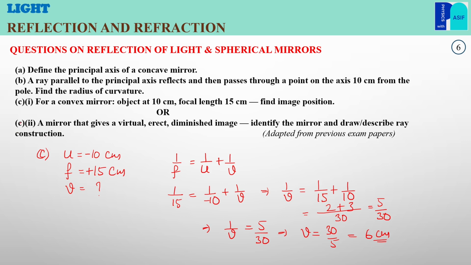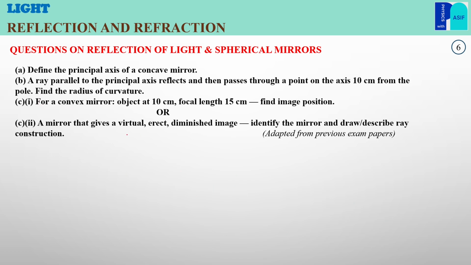And the fourth part, D: a mirror that gives a virtual, erect and diminished image. Identify the mirror and draw and describe the ray construction. Virtual, erect and diminished is possible only in the case of a convex mirror. Therefore the mirror is a convex mirror. The second thing is we need to draw and describe the ray construction. Already we have seen in the previous question, when the object is placed between infinity and the pole of the convex mirror, the image is formed between the pole and the principal focus, and that image is diminished, erect and virtual.